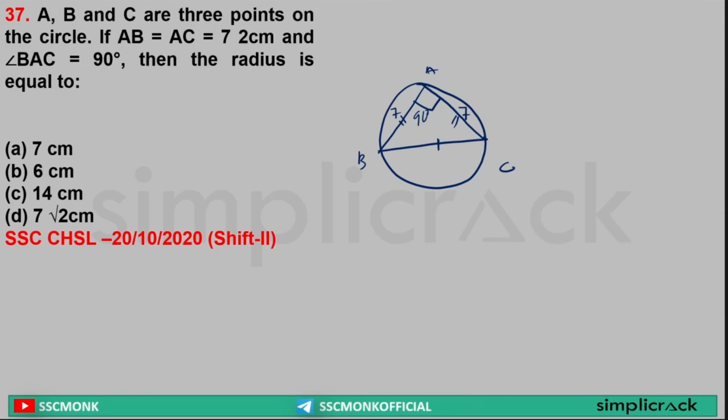That is equal to what? 7 square plus 7 square, square root. That is equal to 7 root 2 centimeter. Option D. I am doing it speedily because this is nothing over here. Okay, you know the theory, basic theory.